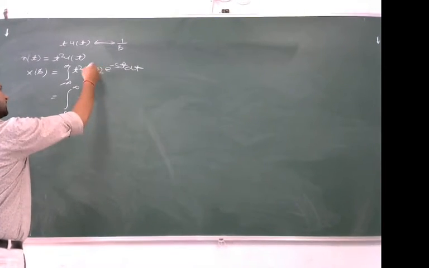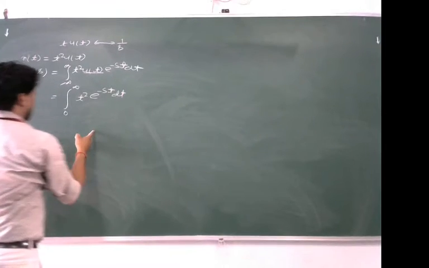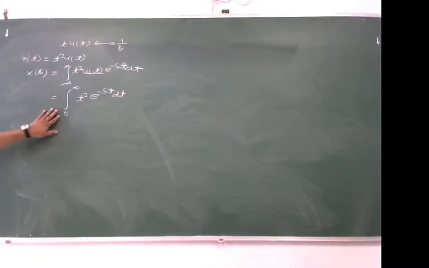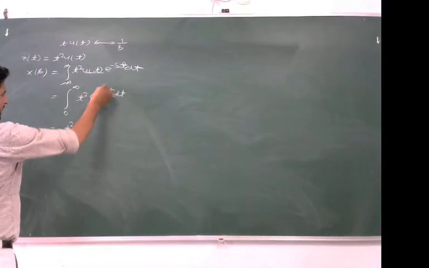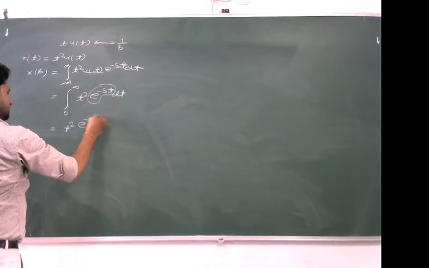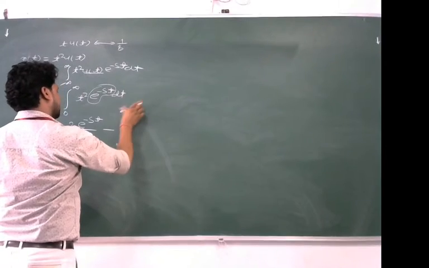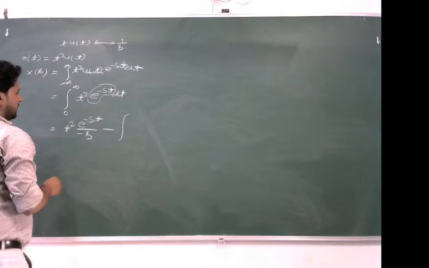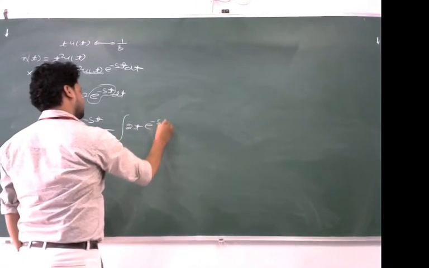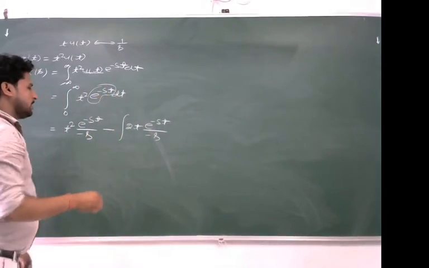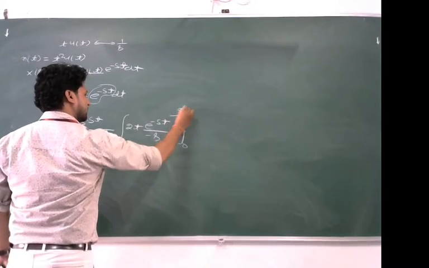So this is equal to t square, and u(t) will become 1 in this range from 0 to infinity, into e power minus st. This integration can be calculated by using integration by parts, which is equal to first function times integration of second function, that is integration of e power minus st, which is e power minus st by minus s, minus integration of the differentiation of first function, which is the differentiation of t square, nothing but 2t, times integration of e power minus st. The limit will remain as it is, from 0 to infinity.